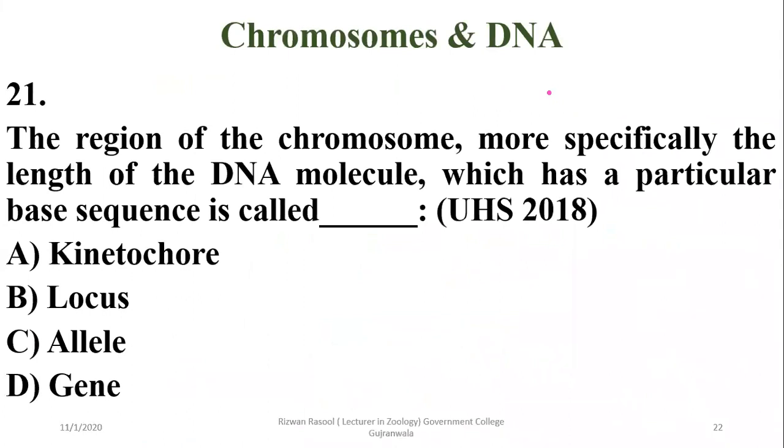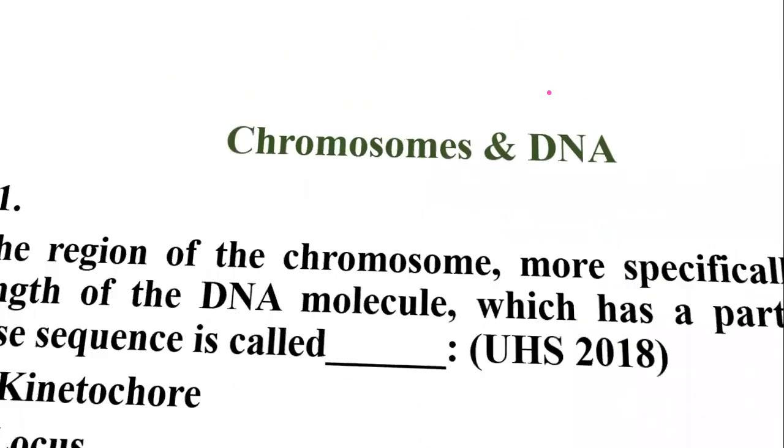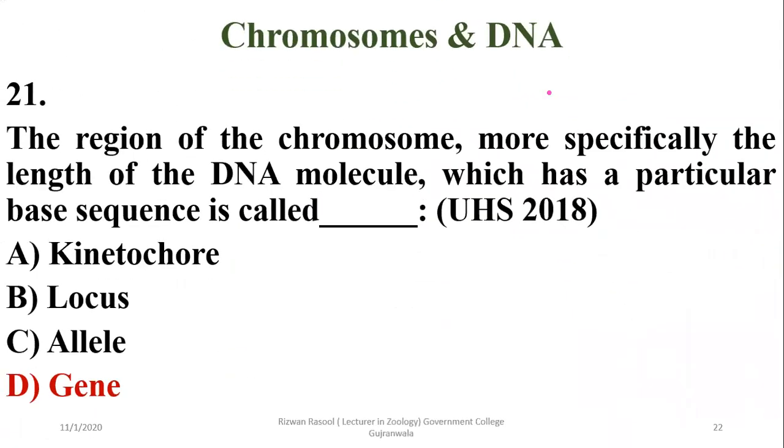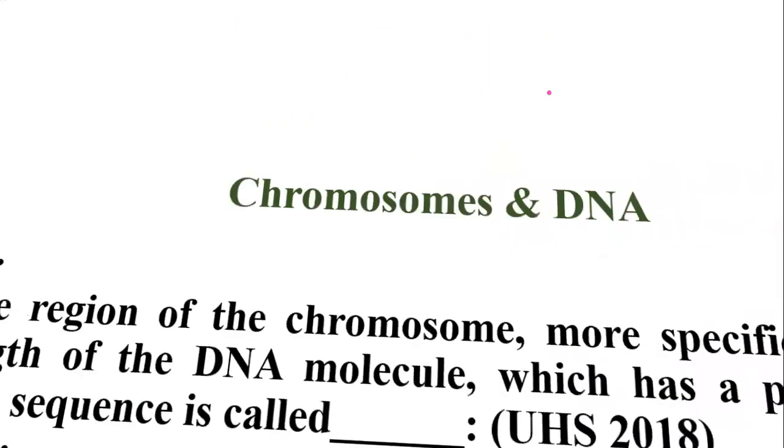The region of the chromosome, more specifically the length of DNA molecule which has a particular base sequence, is referred to as gene, while paired genes are also known as alleles, and locus is a position on the chromosomes. Kinetochore is the area or region of centromere where spindle fibers are attached.